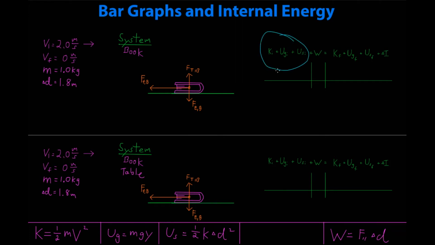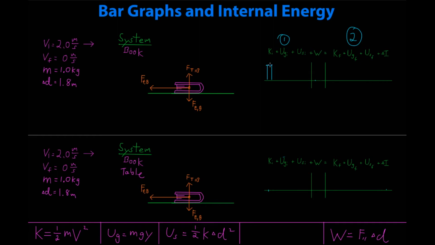First, do the initial state. In my initial state, it has a velocity to the right, so there is kinetic energy. There is no height, so no gravitational potential energy, and nothing elastic, so no elastic potential energy. The second thing you want to do is take a look at the final state. Since the book has come to rest, there's no height, nothing elastic, and we'll deal with internal energy later, so there's no energy in the system in our final state.